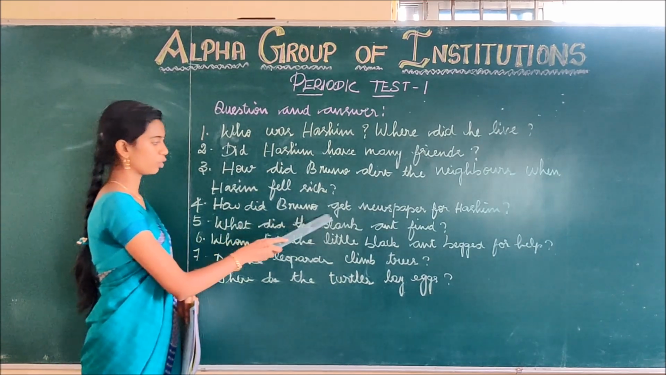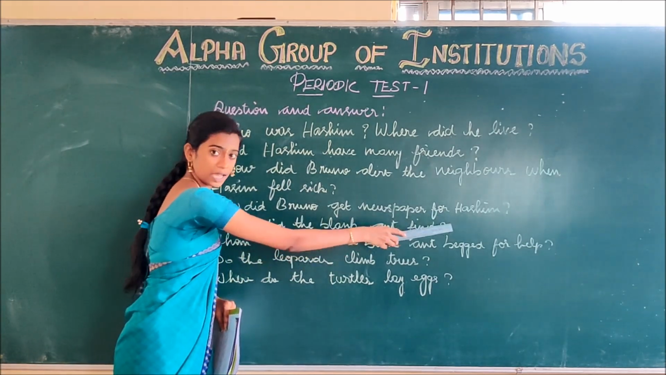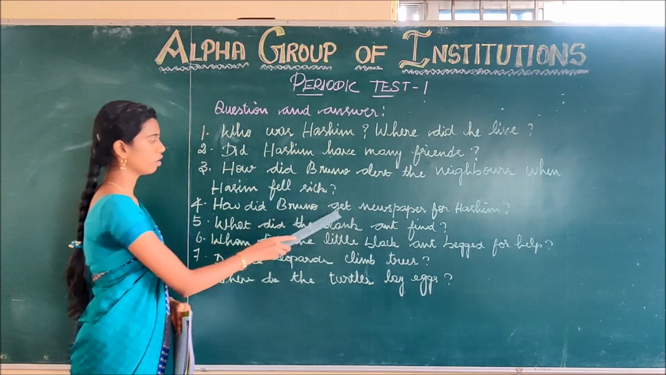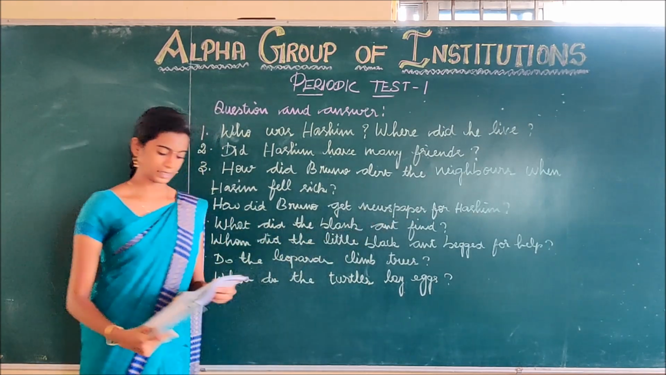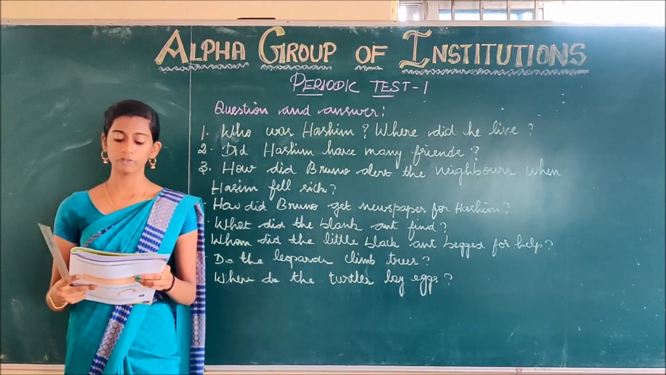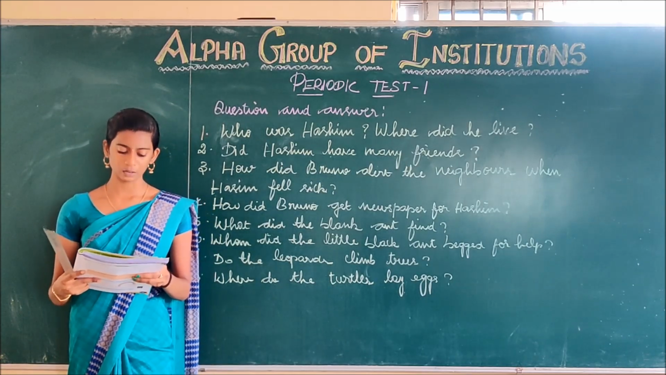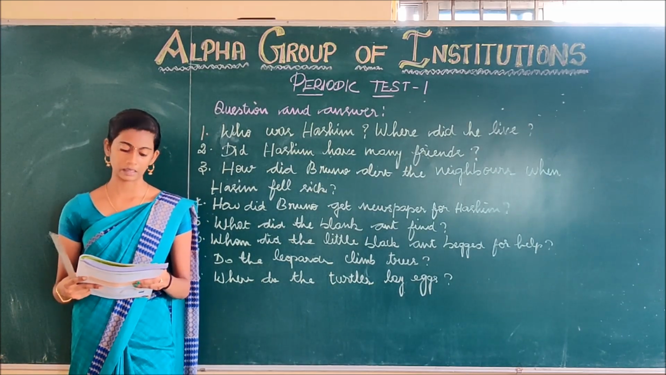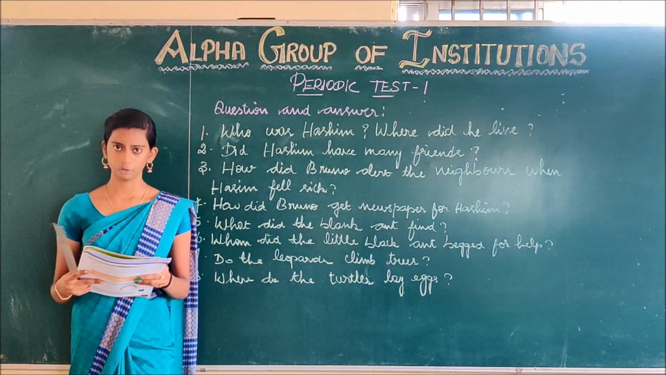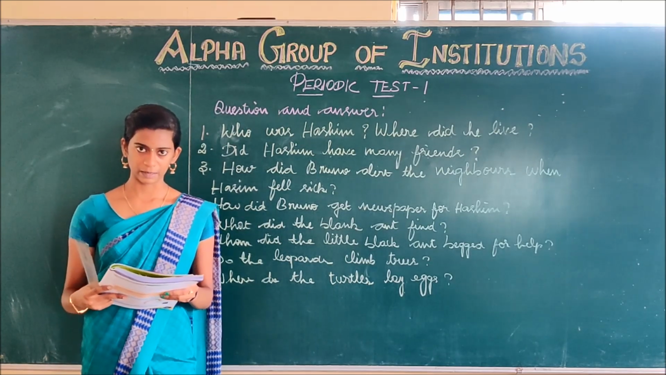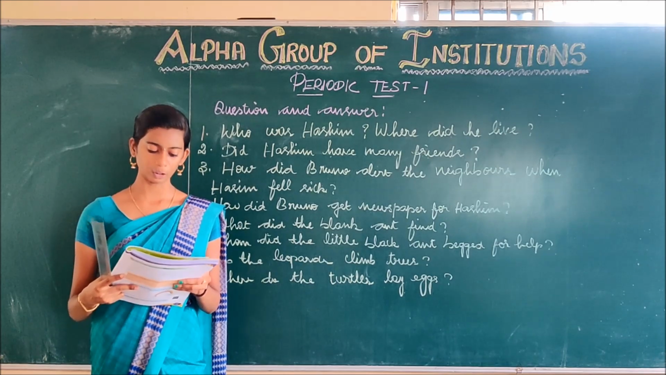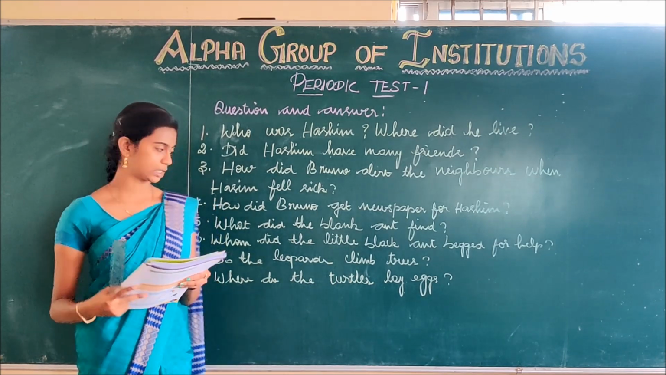Fourth, how did Bruno get newspaper for Hazil? Bruno took few coins lying on the table and ran to buy newspaper for its master.